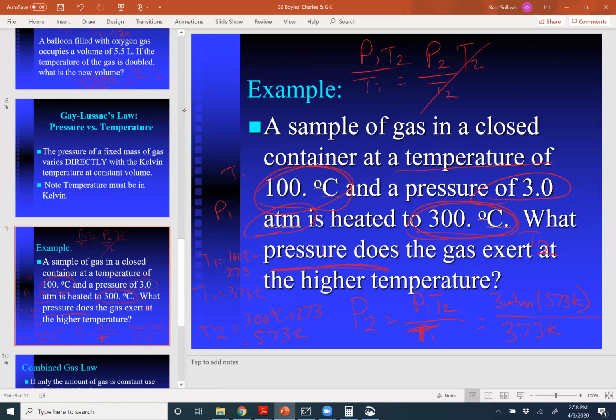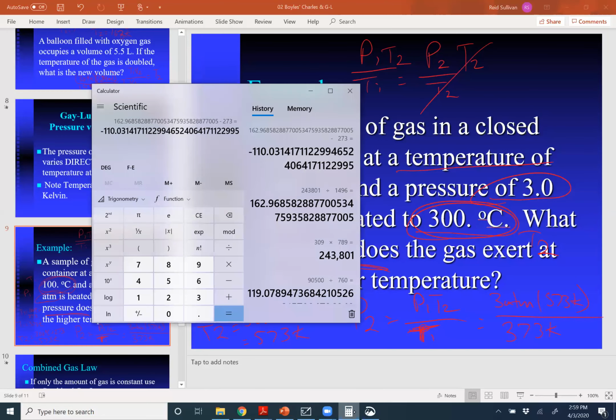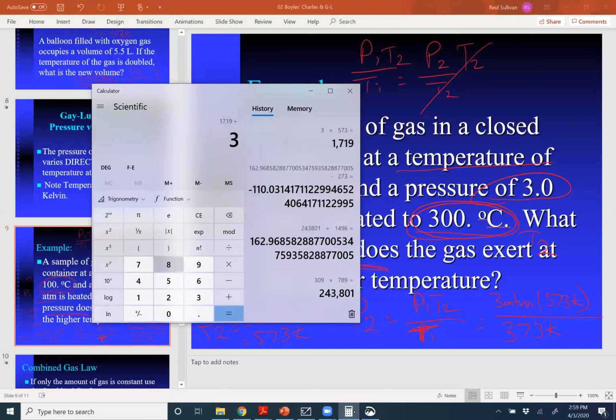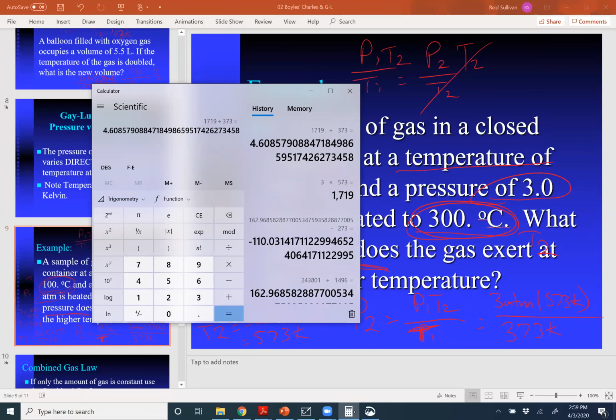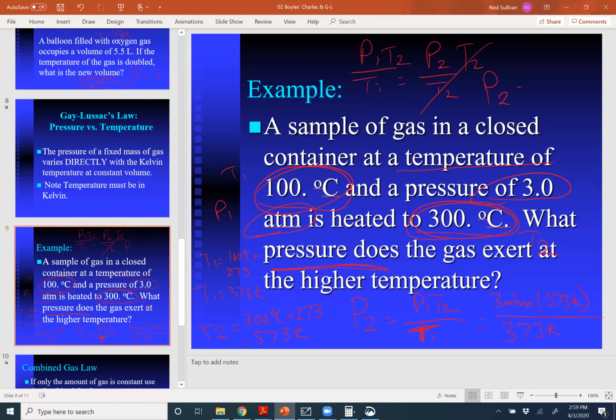So notice, again, the logic of these problems works really well. They are a direct relationship, so they should both go up or they should both go down. Our pressure went up, so our answer should be larger than 3. So let's put it in our calculator and see if we get an answer larger than 3. 3 times 573 divided by 373 gives us 4.6. So our new pressure will be 4.6 atm.